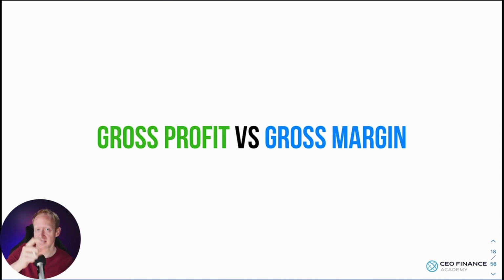So gross profit is the dollar amount. Gross margin is the percentage. So let's look at the gross margin now that we figured out gross profit.